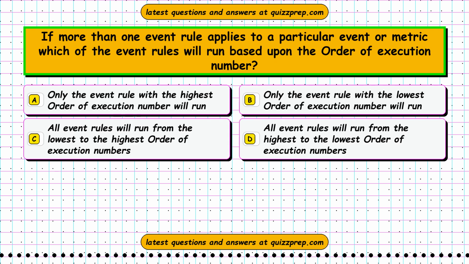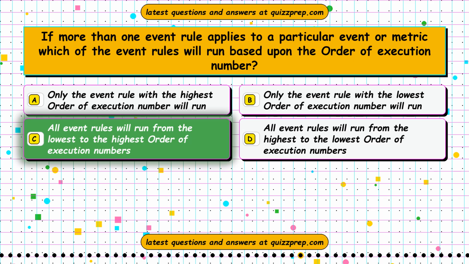Question 21. If more than one event rule applies to a particular event or metric, which of the event rules will run based upon the order of execution number? Option A. Only the event rule with the highest order of execution number will run. Option B. Only the event rule with the lowest order of execution number will run. Option C. All event rules will run from the lowest to the highest order of execution numbers. Option D. All event rules will run from the highest to the lowest order of execution numbers.